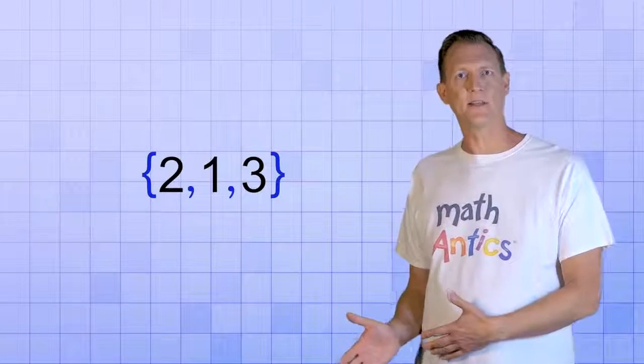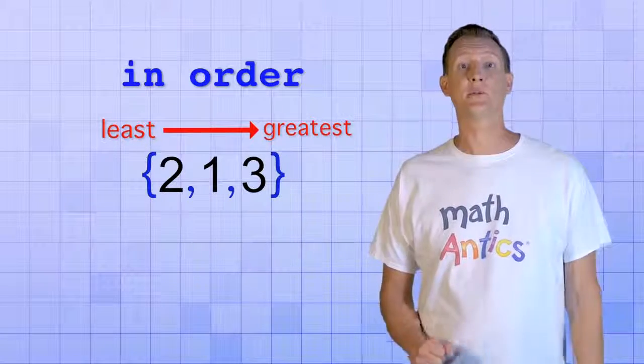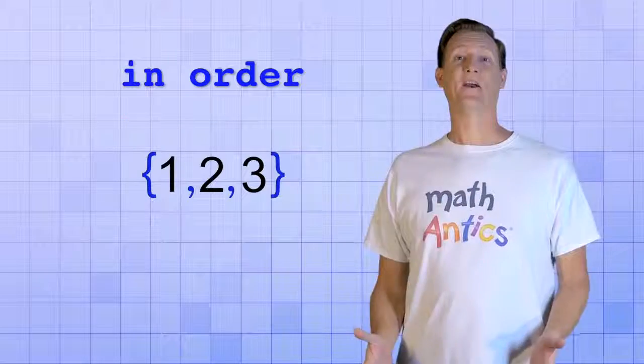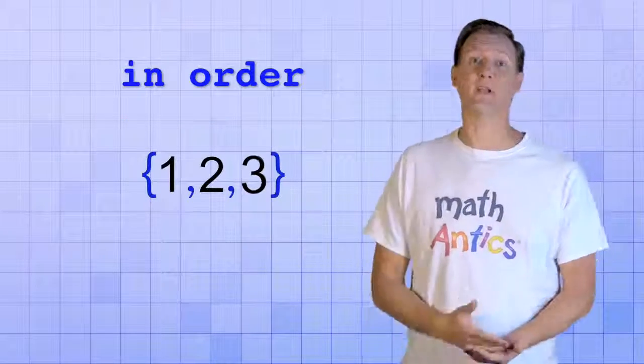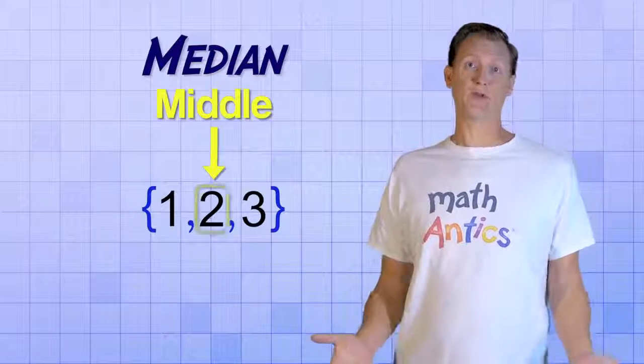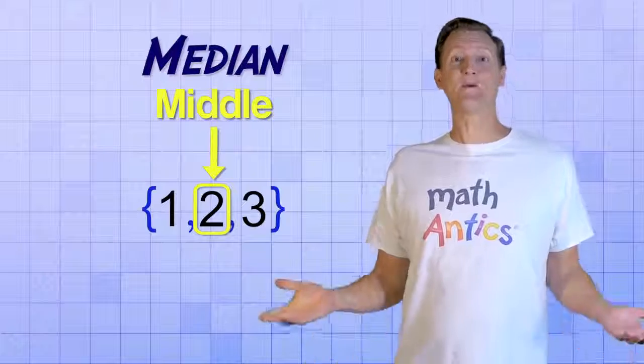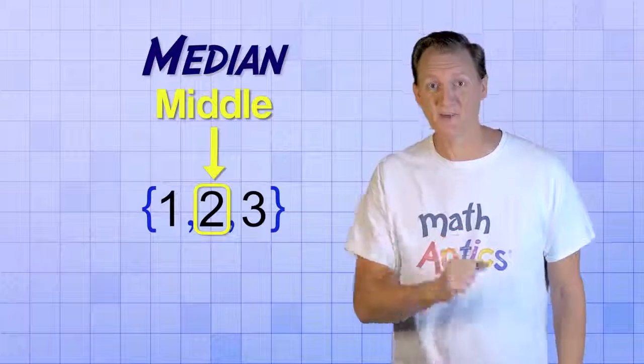It's pretty easy to see that we can put this data set in order from the least to the greatest value just by switching the 2 and the 1. There, now we have the data set 1, 2, 3, and finding the median or middle of this data set is easy. It's just 2, because the 2 is located exactly in the middle. That almost seems too easy, doesn't it? But don't worry, it gets harder.